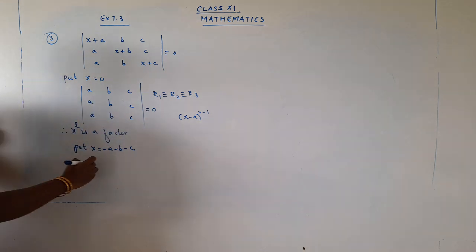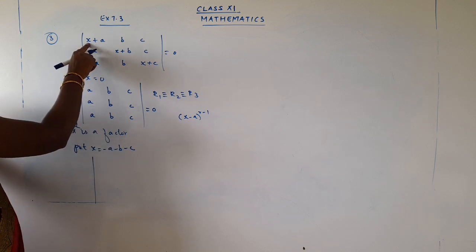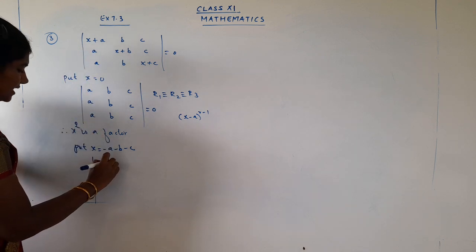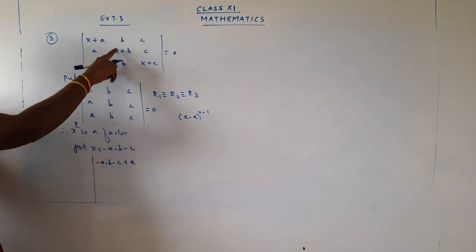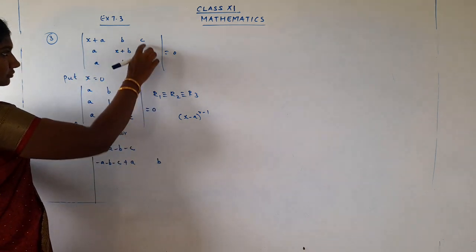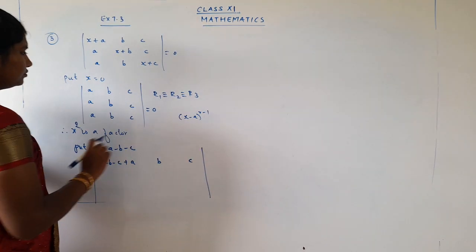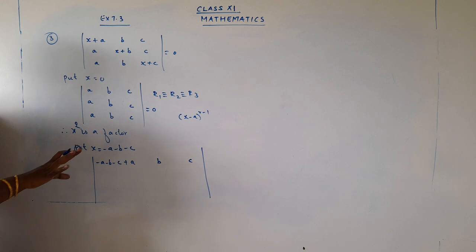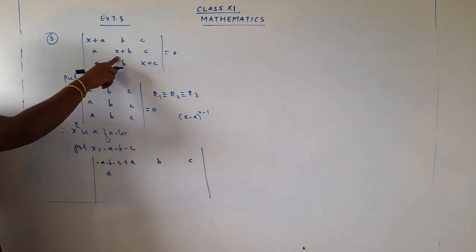Let me substitute and see what I get here. x is minus a minus b minus c, so wherever you have x, you have to put that. So minus a minus b minus c plus a. This is b, this is c as it is. And this is equal to. Just keep this as it is now. Then you have your a, and here this is x plus b.